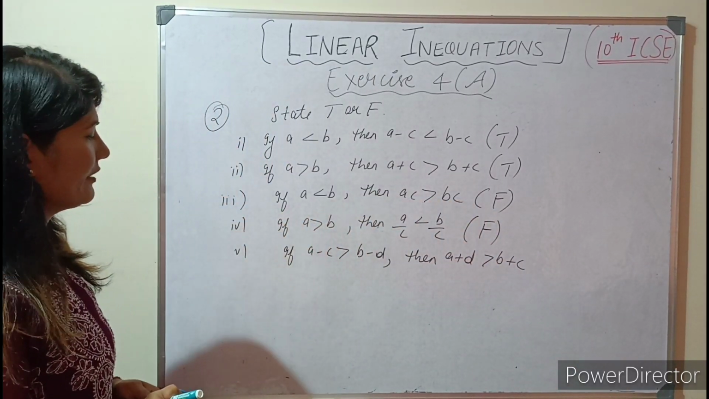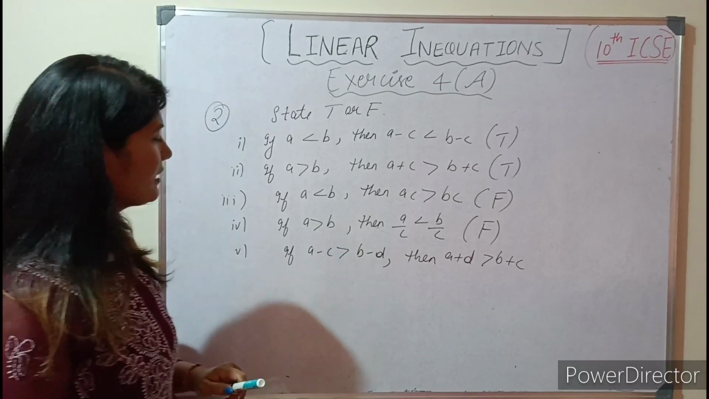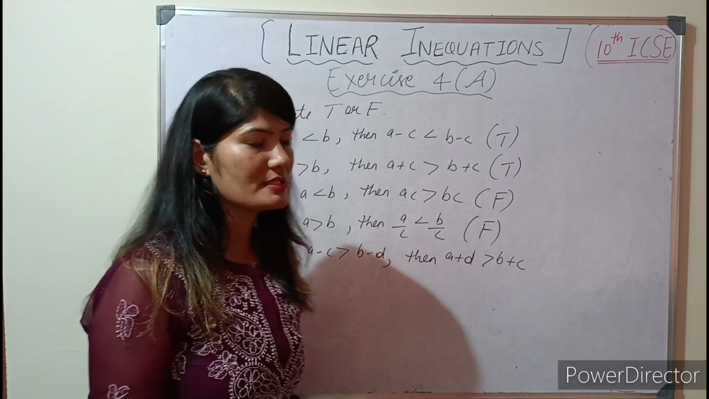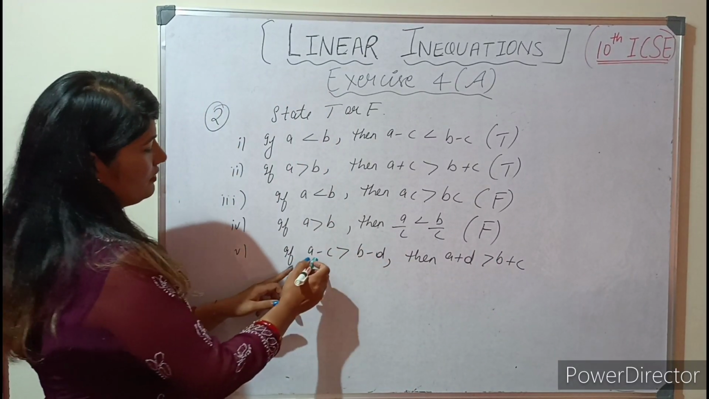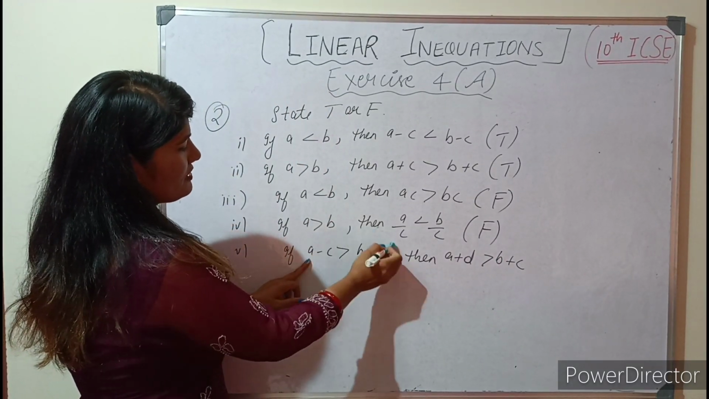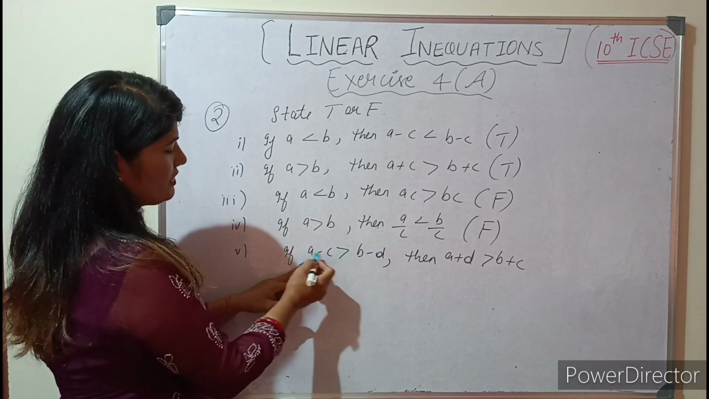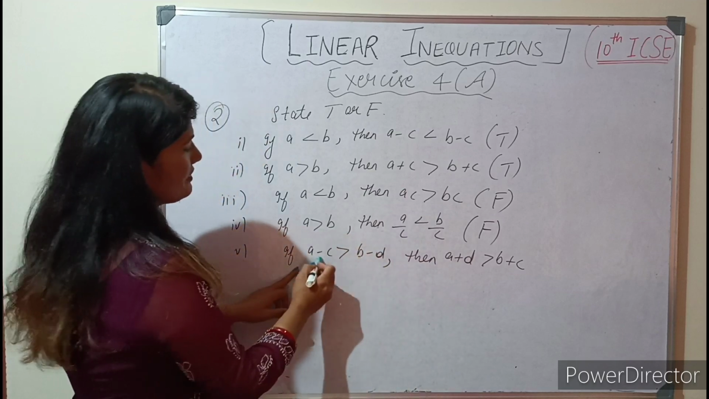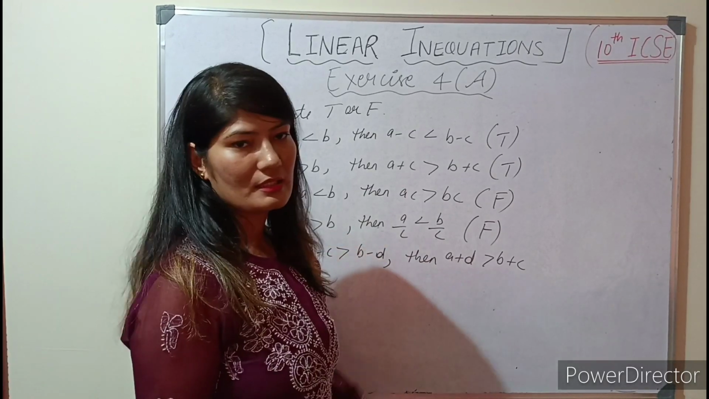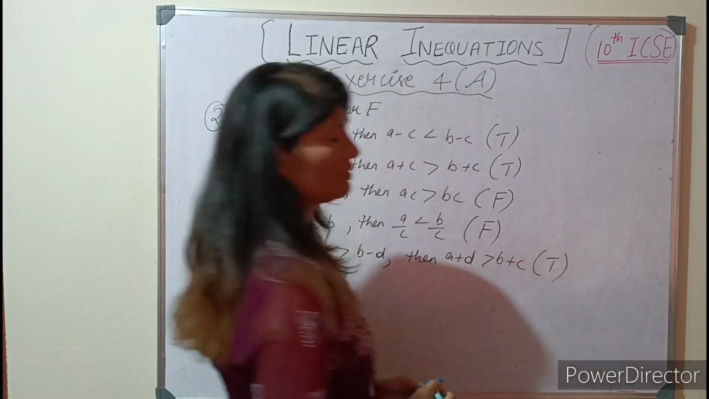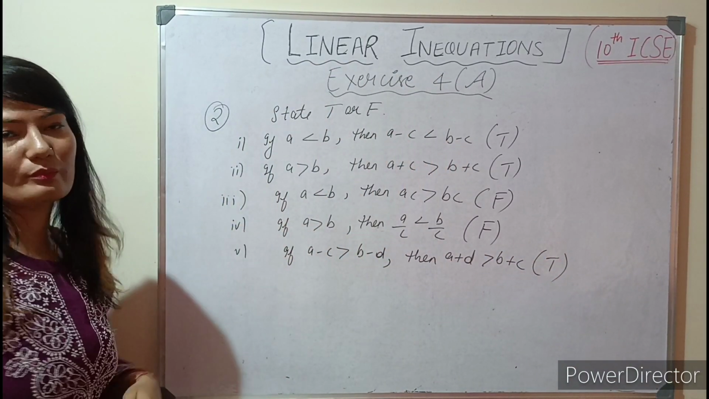Now the last one, if A minus C is greater than B minus D, then A plus D is greater than B plus C. So it's very easy. This minus C will come to this side and minus D will come to this side. So this becomes A plus D and this minus C will go this side, it becomes B plus C. So it's correct. Therefore, this is also true. So this is question number 2.